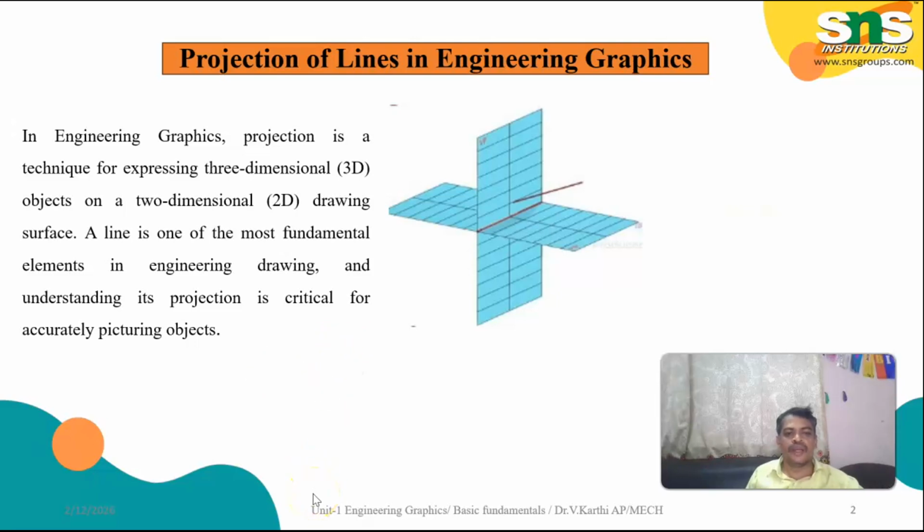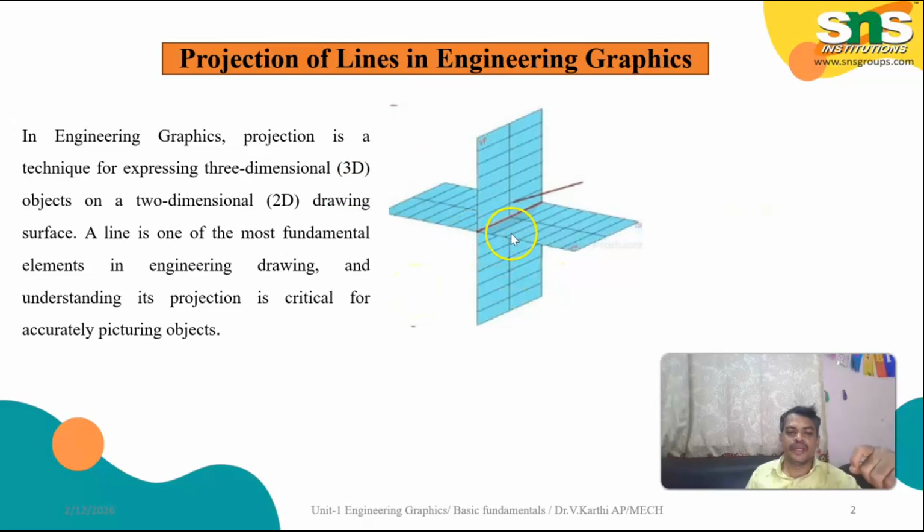Line parallel to HP. The true length is seen in both elevation and plan, both views parallel to XY. Case 2: the line parallel to HP, inclined to VP. The true length is seen in the plan, and the elevation appears as a shortened length.